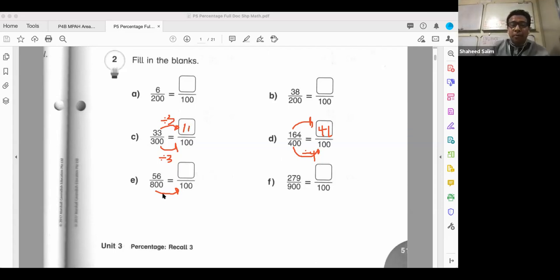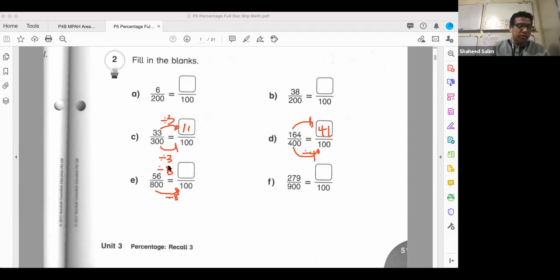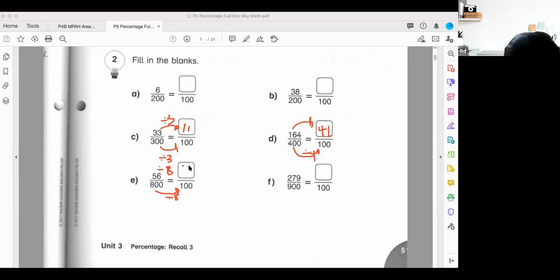Okay, down here now. 800 divided by what to get 100? Divide by 8. So 56 divided by 8, what do you get? Naomi, well done, Naomi. Divide by 8, what do you get? What times 8 goes to 56, Mr. Akil? In 5, in 4, 7 over 100.